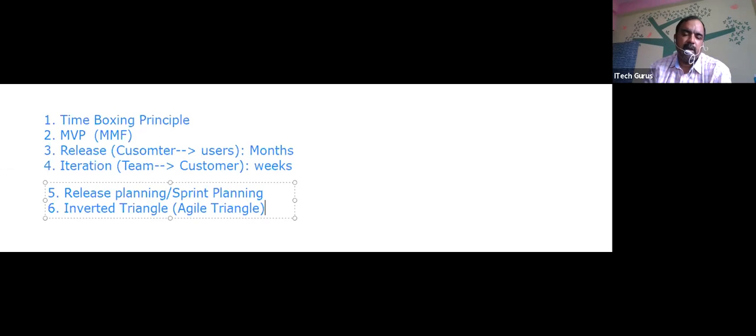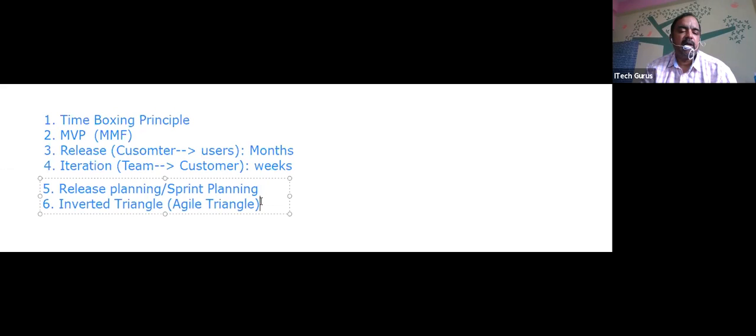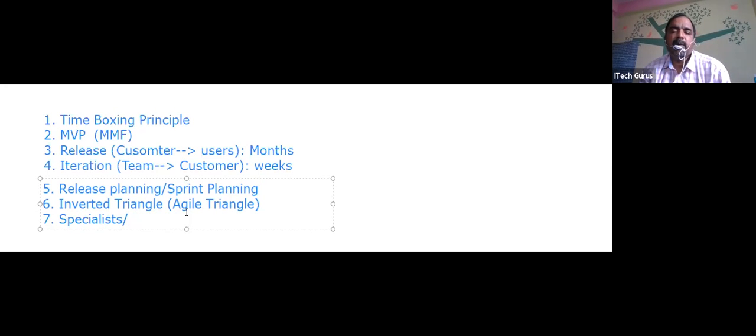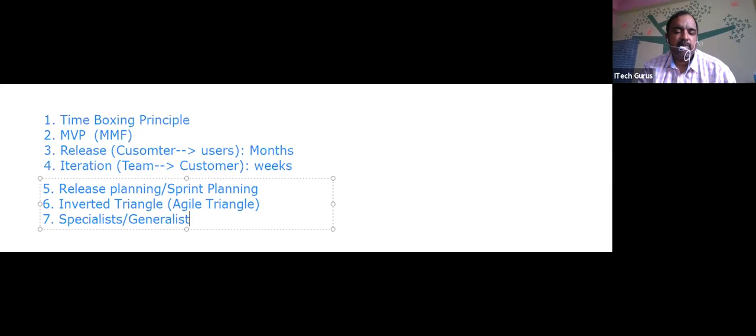Okay. Now tell me, while you're executing an Agile project, in a traditional project, we need a specialist. When I say specialist, I need an architect, a business analyst, a project manager, a project leader, a technical leader. That is called a specialist. But in an Agile project, do you need a specialist or a generalist? Generalist. That is very, very important. Why is generalist very important?